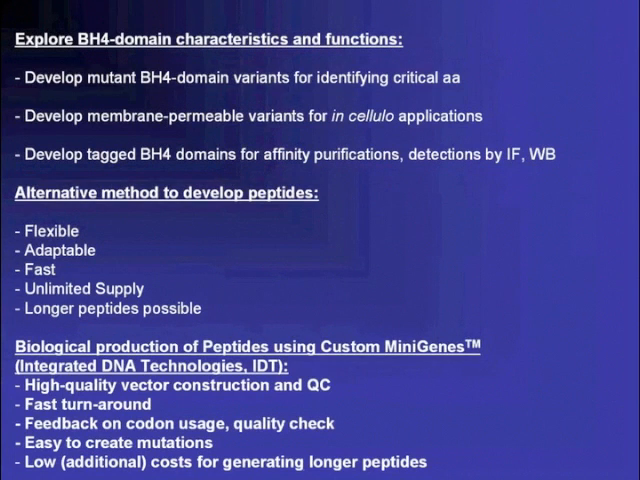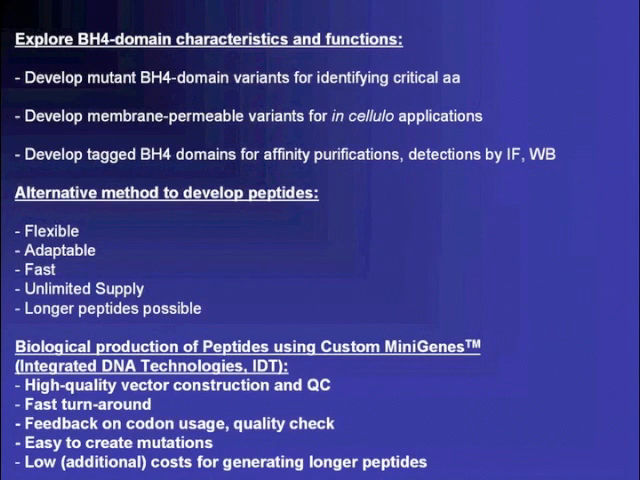So what do I mean with this? We have high flexibility, so that we can adapt it to our choice. It's fast. We would have an unlimited supply, and we could maybe make longer peptides. And in fact, that's how we came up with the use of the custom mini-genes from IDT for developing peptides in a biological system. And the reason for us was very clear.